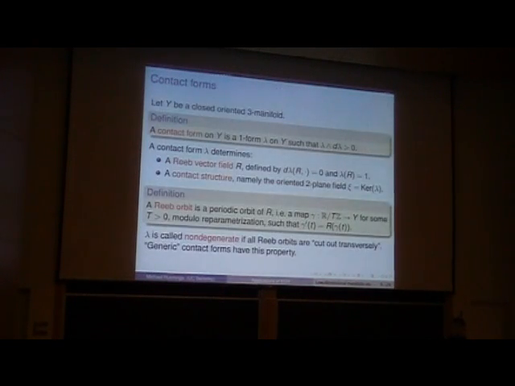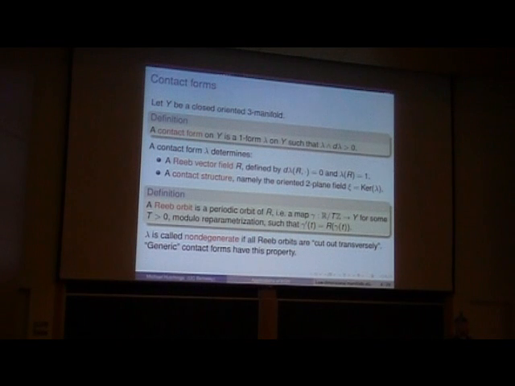And then to define the third theory, I have to recall the basic definitions of contact geometry. So let Y be a closed three-manifold. A contact form on Y is a one-form lambda such that lambda wedge d lambda is everywhere positive with respect to the orientation.